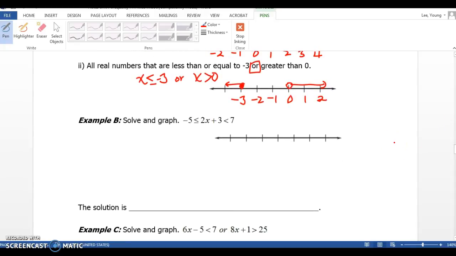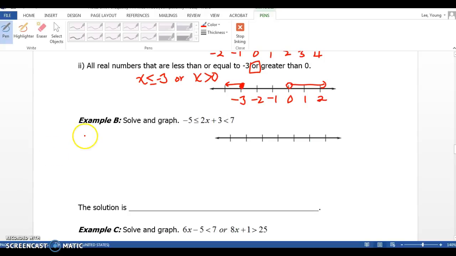Now, these examples are even easier. So solve and graph: 2x plus 3 is greater than or equal to -5 and less than 7. Okay? When you read the inequality, we start from where the x is. So we always want to start from 2x plus 3 is greater than or equal to -5 and less than 7. Because it's in the middle, so it's in between. So it should be "and." Is that right? So how do you solve this one?